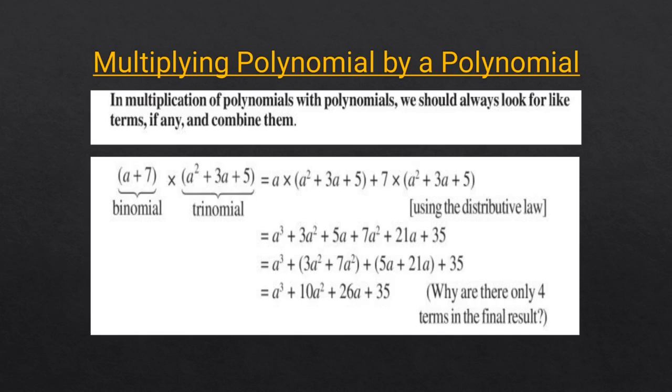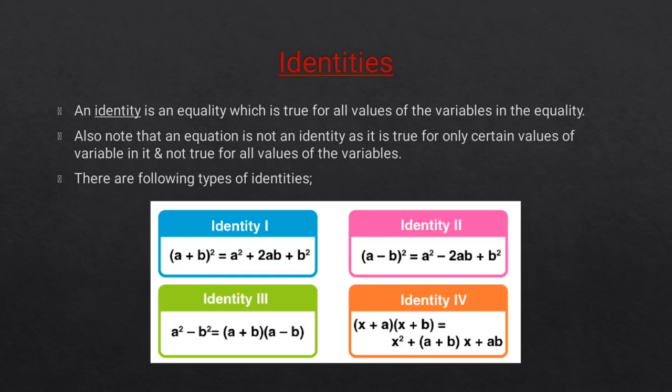Further, let us also learn about identities. An identity is an equality which is true for all the values of variables in the equality. Also, note that an equation is not an identity as it is true for only certain values of variables in it.